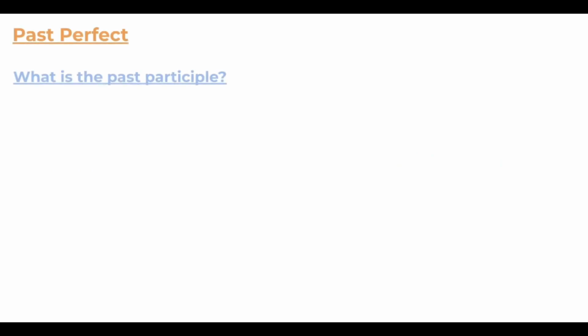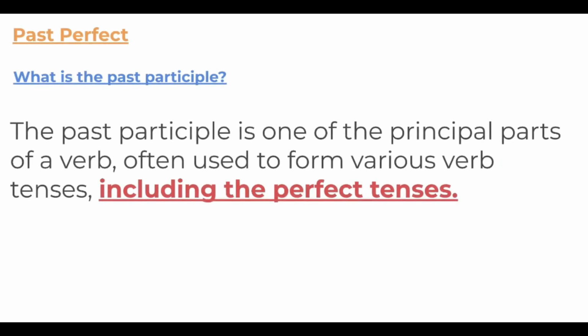Okay, so the past participle in a bit more detail. What is this? Well, you can call it one of the principal parts of the verb. It's derived from the verb, and it's used to form various verb tenses, including these perfect tenses that we're talking about today. So it's very important in tense formation.